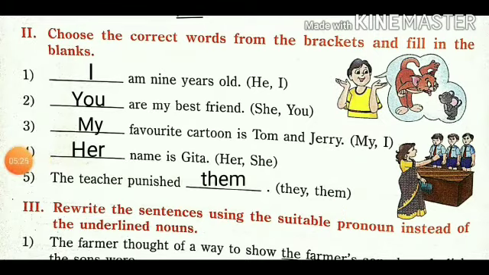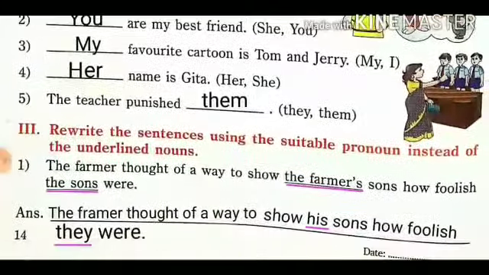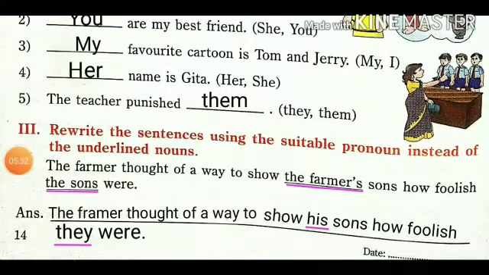Now next, third exercise. Rewrite the sentences using a suitable pronoun instead of the underlined noun. In these sentences there are underlined words that are nouns, and we want to use a suitable pronoun here. The farmers is underlined, and the sons is also an underlined part. So we want to use a suitable pronoun for the farmer.